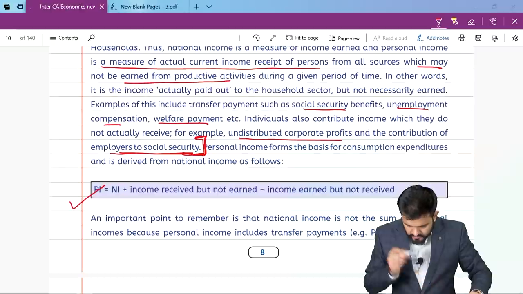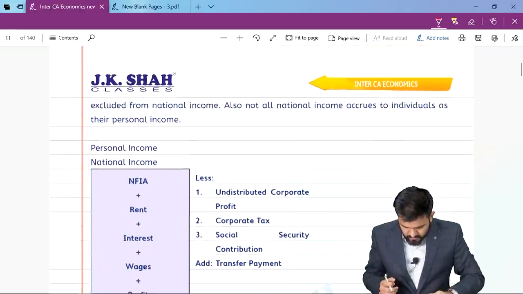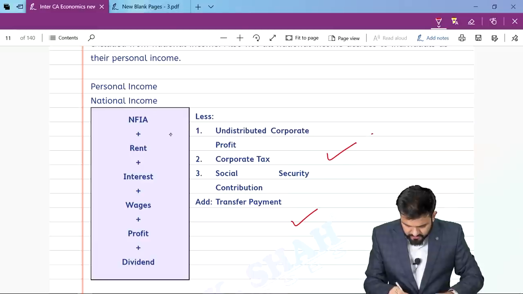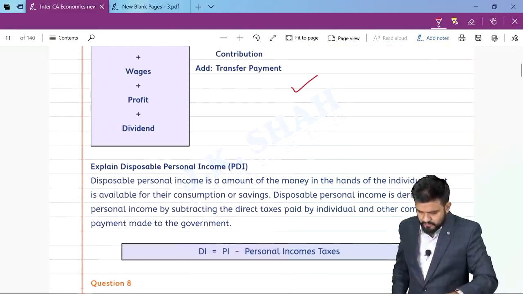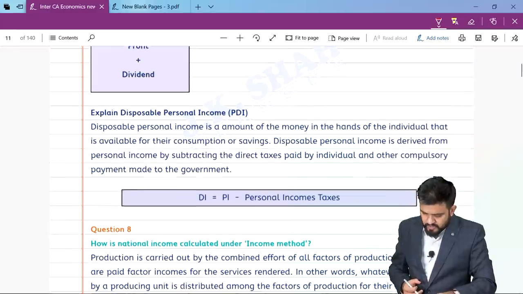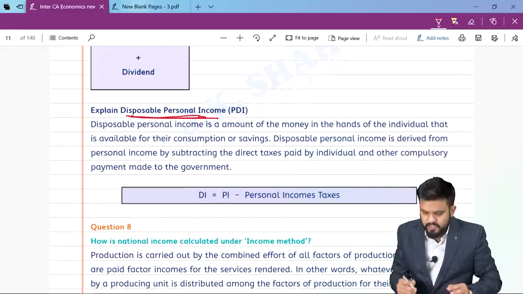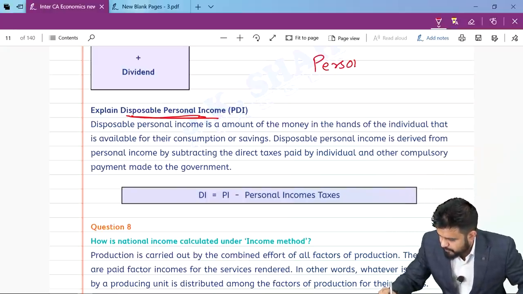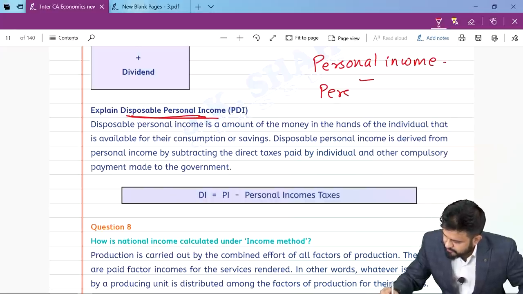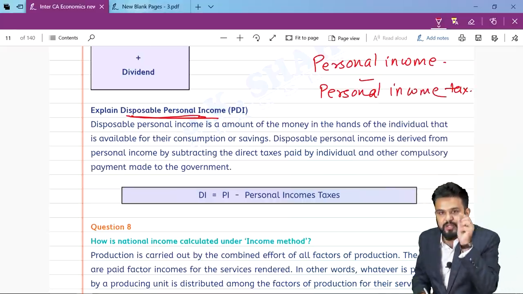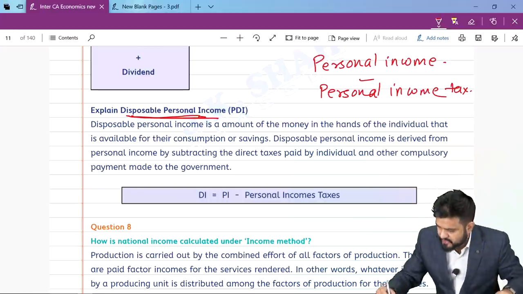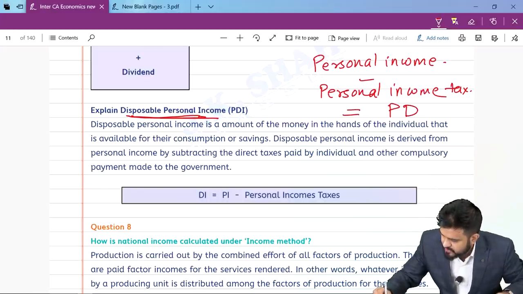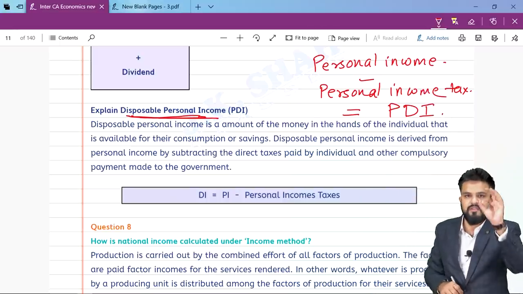Okay students, so already the formula and everything is given in the notes. Kindly follow these notes, students. Now connected to this, there is a topic called personal disposable income. Very simple. Personal income minus personal income tax. So students, from personal income, if I minus personal income tax, whatever will be left will be personal disposable income. Everything will be given in the question.